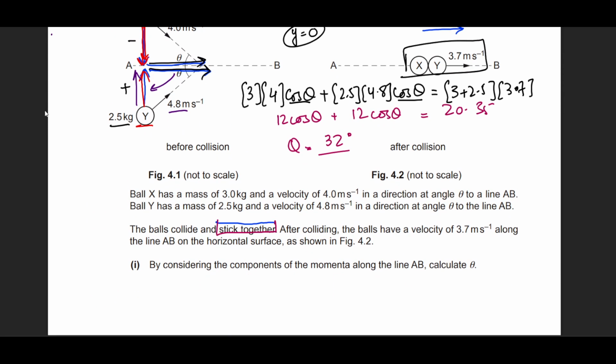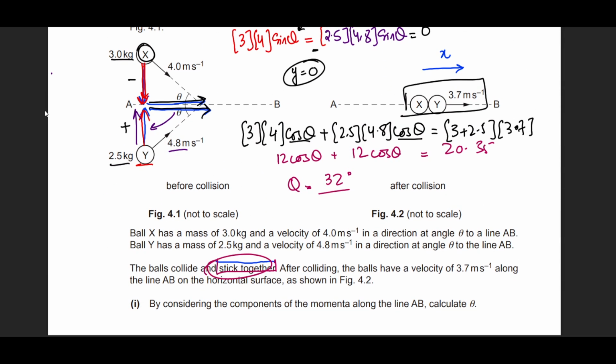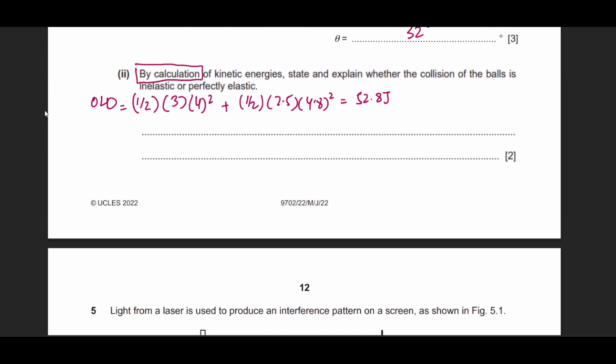I'm telling you that sticking together is an inelastic case, but let's see whether it's true or not. What happens after the collision? They're both moving together in a certain direction. Okay, fine. So the new system is 1/2 mass combined, so I'm going to add them together. This becomes 5.5 kg. Their current velocity is 3.7 whole squared. When I calculate this, I find that this is 37.6 joules.